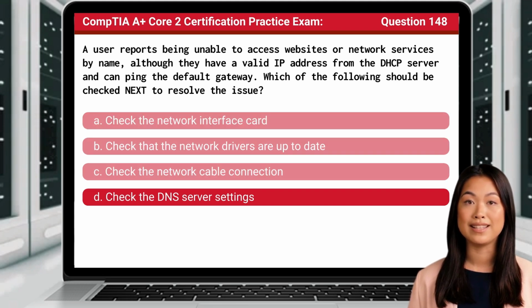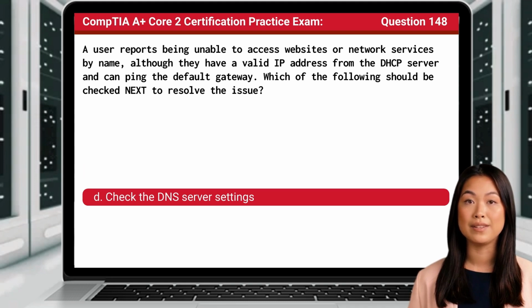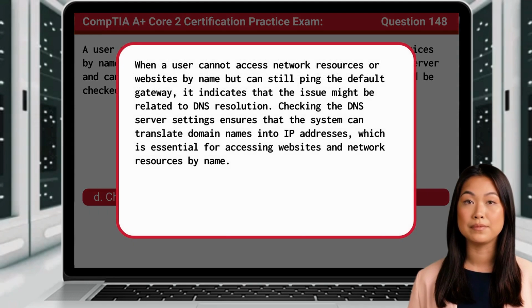The answer is D. Check the DNS server settings. When a user cannot access network resources or websites by name but can still ping the default gateway, it indicates that the issue might be related to DNS resolution. Checking the DNS server settings ensures that the system can translate domain names into IP addresses, which is essential for accessing websites and network resources by name.